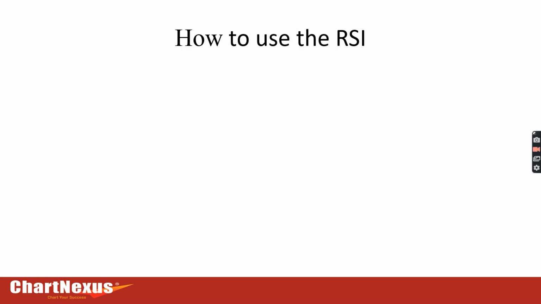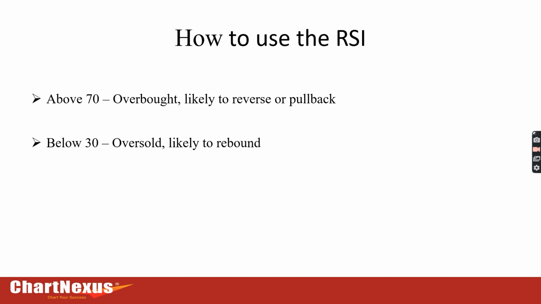Okay, so next let's talk about how to use the RSI. So typically, if the RSI crosses above the 70% line, it is telling you that the stock price is in the overbought region, which means that the price is very likely to reverse or do a pullback soon. And if the RSI crosses below the 30% line, it is telling you that the stock price is now oversold, meaning that the price is very likely to rebound soon into the opposite direction, which is up.